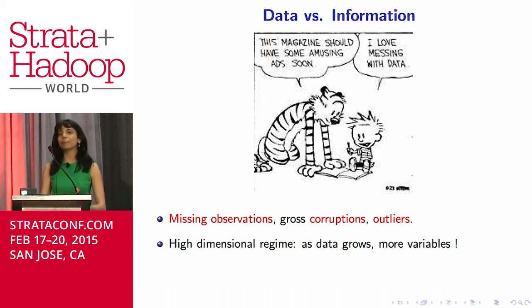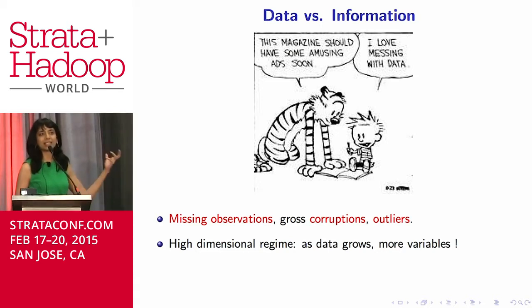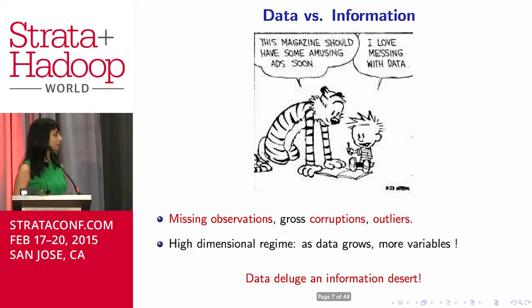So this is what we call the high dimensional regime. As we have more data, we also have more variables or unknowns. So in this regime, how do we come up with scalable techniques, right? How do we come up with techniques that can still mine useful information from this large scale data? So that's why I'd like to think of this data deluge also as an information desert, because it makes finding useful information even harder as we have more data.